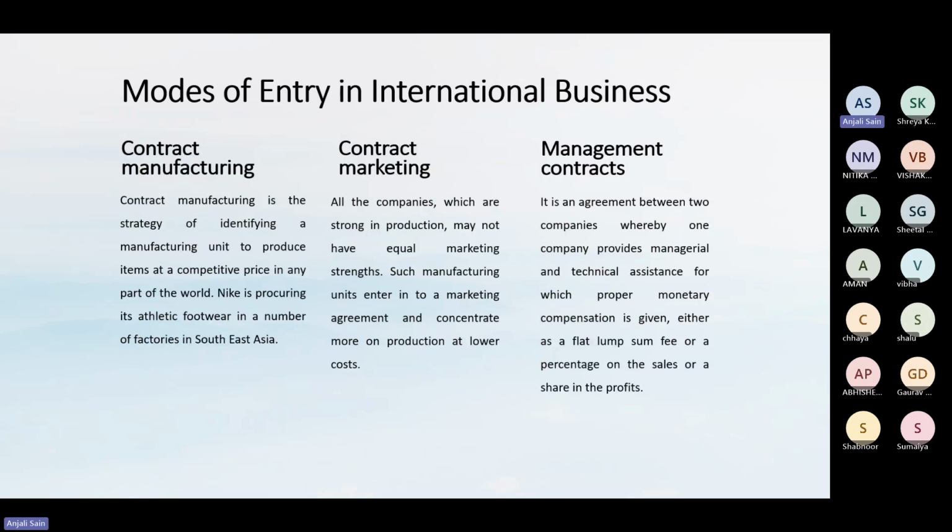Moving on, next is contract manufacturing. As the name suggests, contract manufacturing is the strategy of identifying a manufacturing unit to produce items at a competitive price in any part of the world.